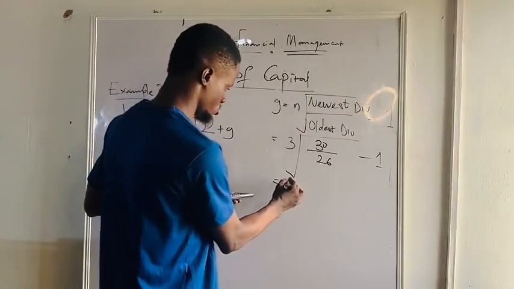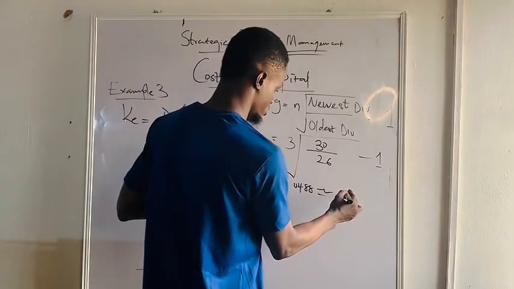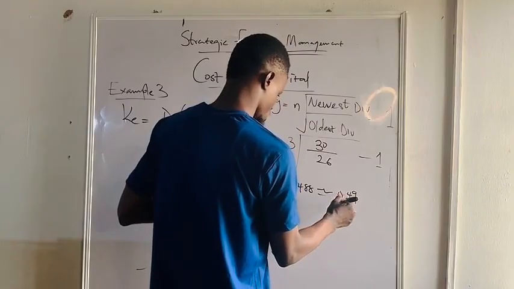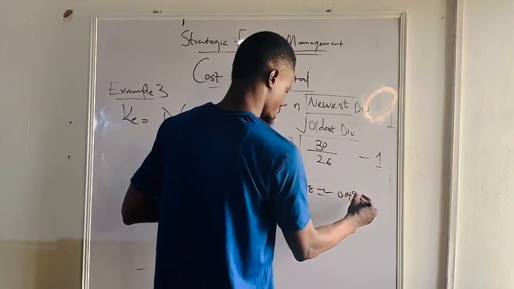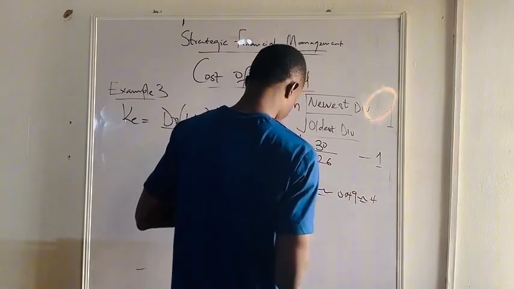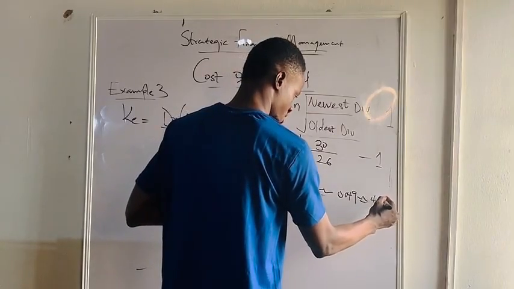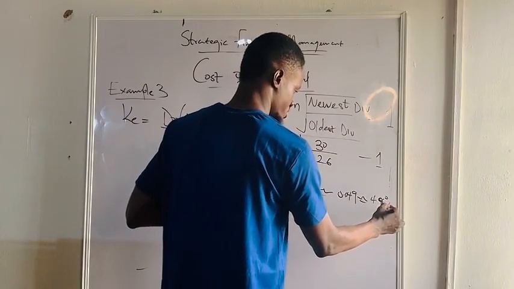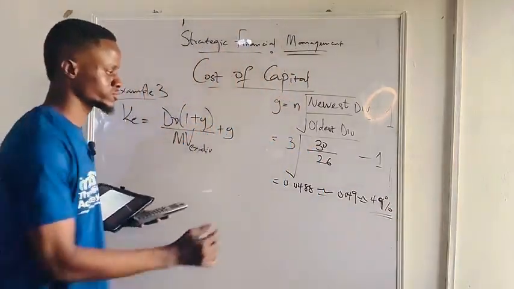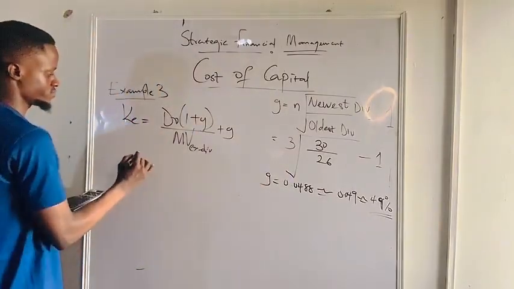This is 0.0488, just like this is 0.49 or 0.049, which is like 4.9. Yeah, this is like times 100, or just press times 100 on your calculator. 4.9%. So 4.9%, that is our growth. Then let's put this growth into our formula.